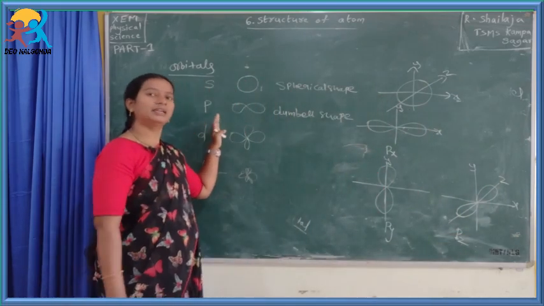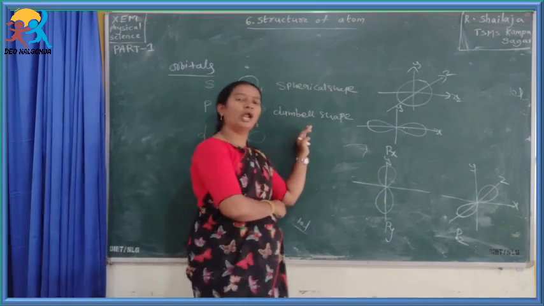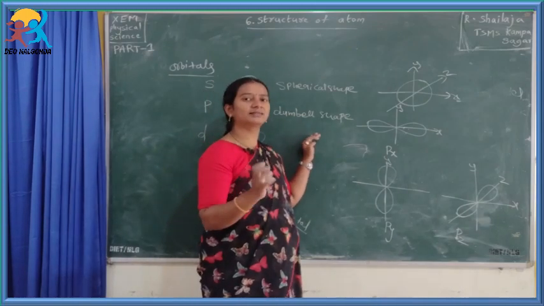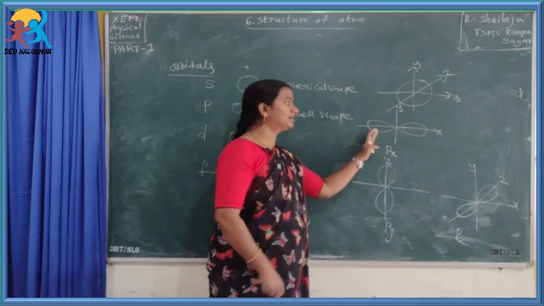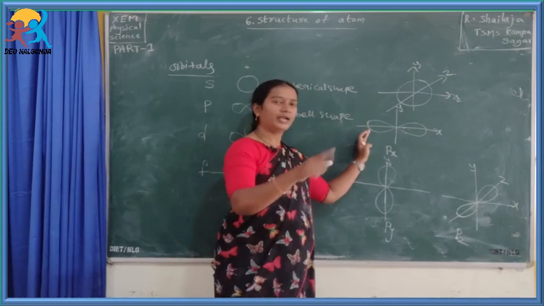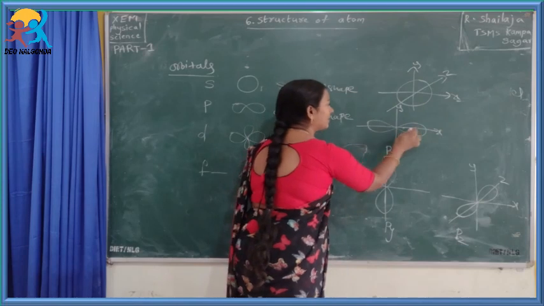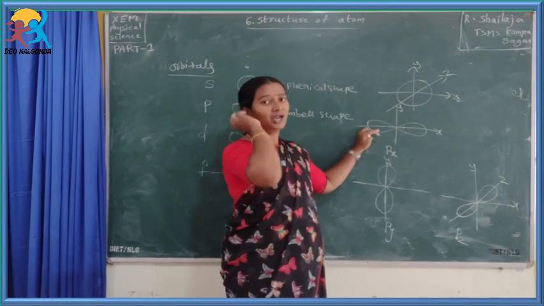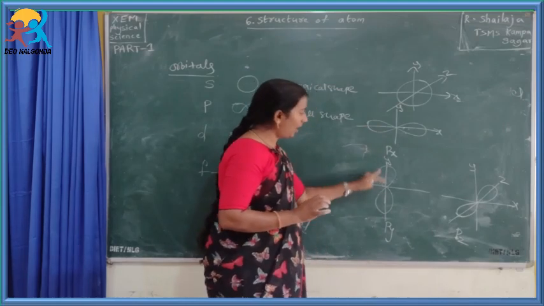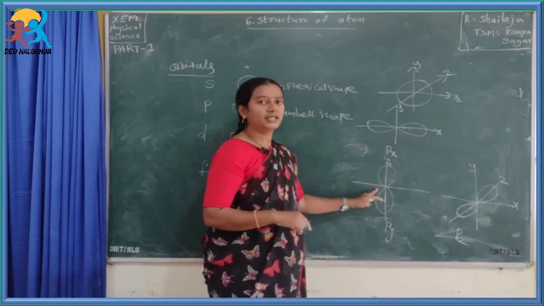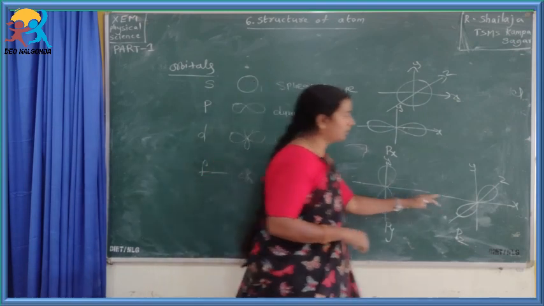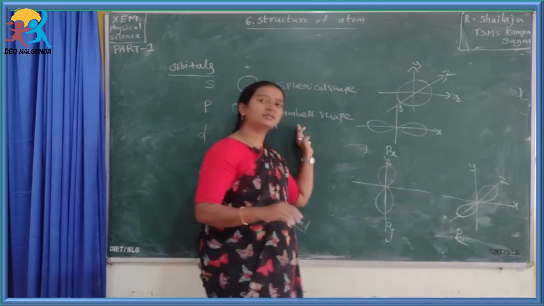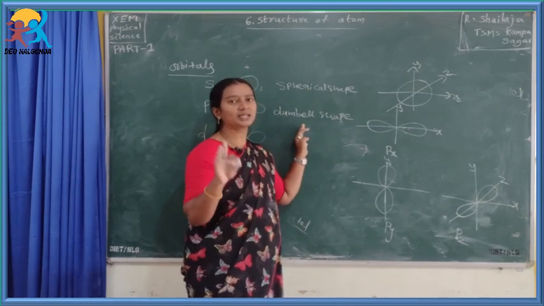P orbitals are dumbbell shape. They are oriented along the 3 axes. Okay, 3 dimensional, 3 axis: x axis, y axis and z axis. Along the x axis, a horizontal dumbbell is oriented, and at these places is the maximum probability of finding the electron. Along the y axis, vertical, it is the maximum probability of finding the electron, and along the z axis too. The p orbitals are oriented in the 3 directions x, y, z.